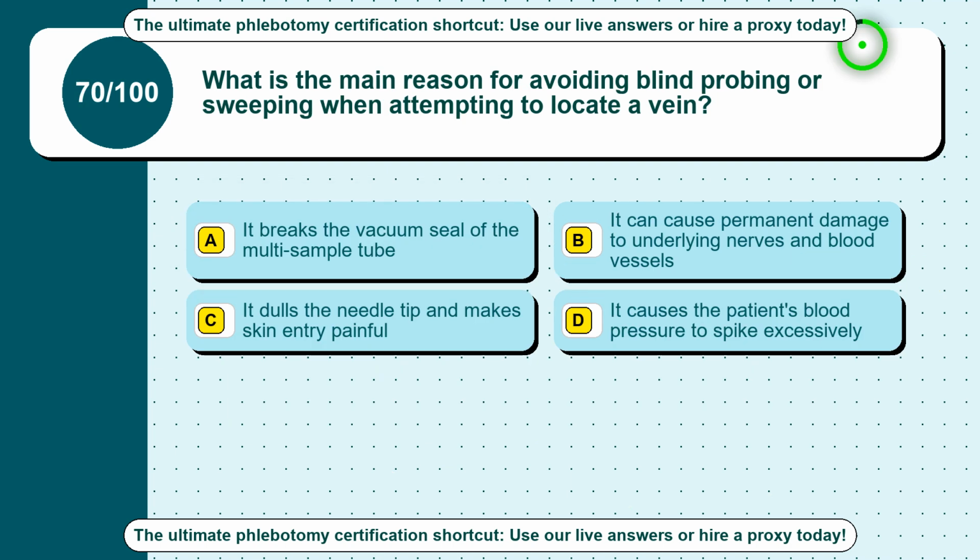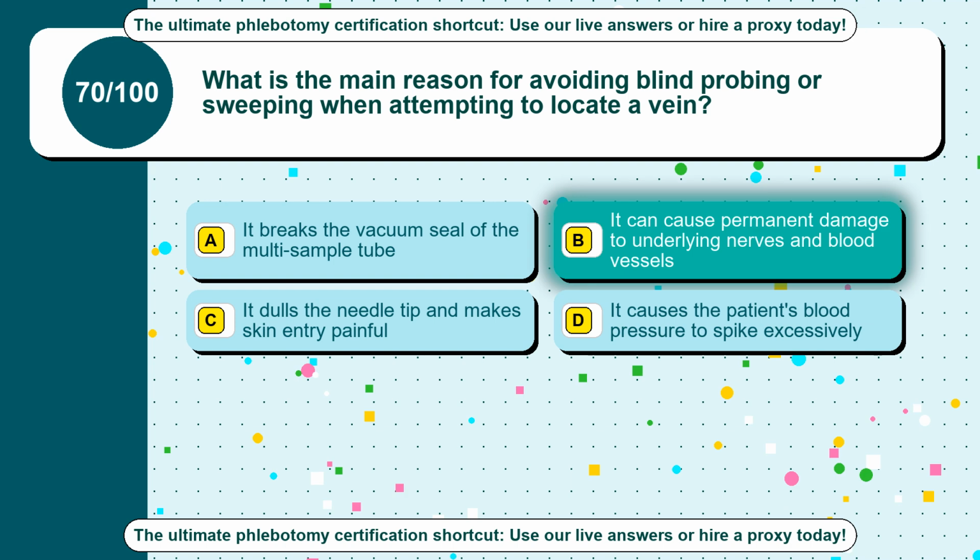Question 70. What is the main reason for avoiding blind probing or sweeping when attempting to locate a vein? Option A, it breaks the vacuum seal of the multisample tube. Option B, it can cause permanent damage to underlying nerves and blood vessels. Option C, it dulls the needle tip and makes skin entry painful. Option D, it causes the patient's blood pressure to spike excessively. The correct answer is option B, it can cause permanent damage to underlying nerves and blood vessels.